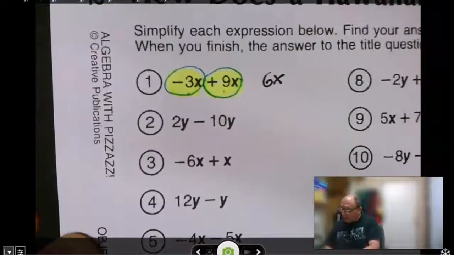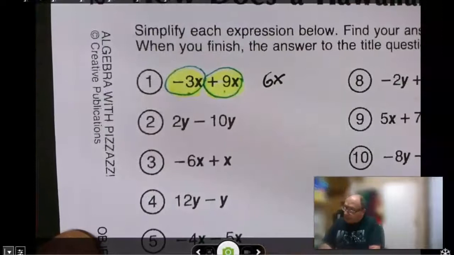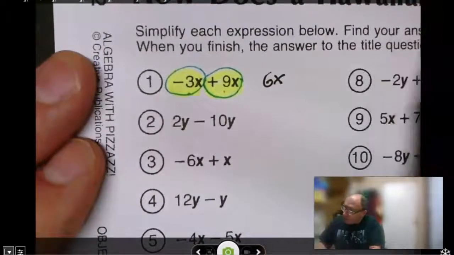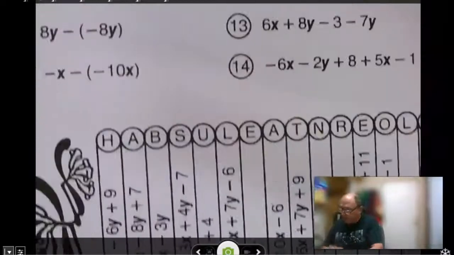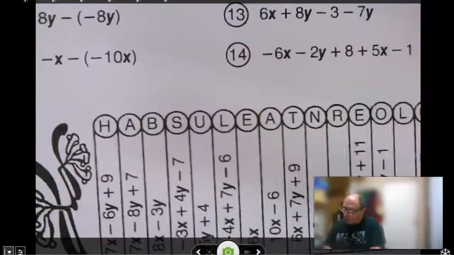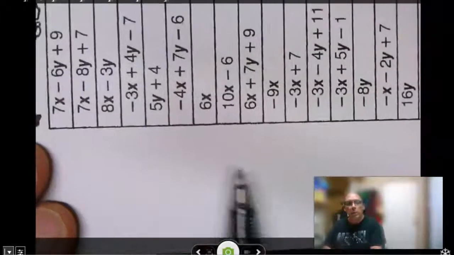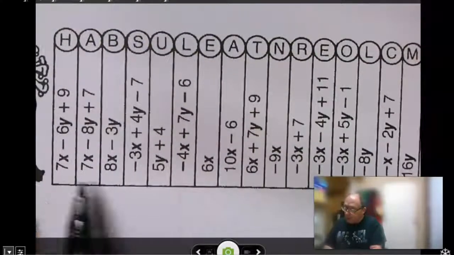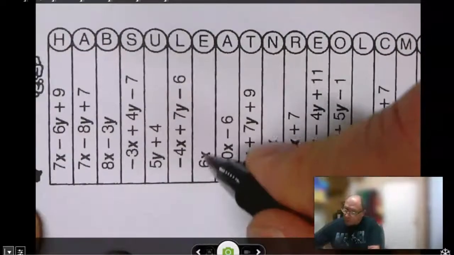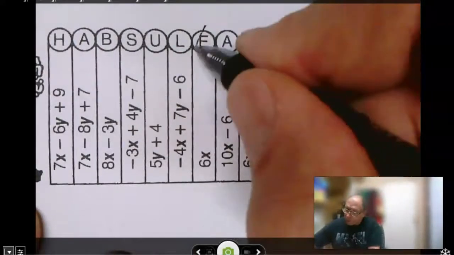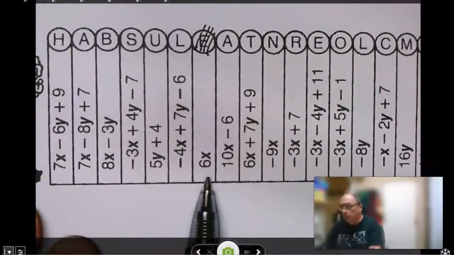So let's go find our answer down below. We're looking for the 6x in the answer key down, and it says, find your answer and cross out that letter. And when you're finished, you'll have an answer to the puzzle. So where's the 6x? Here it is. Let me see, so you can see this. There, see down on the bottom, this 6x? And so it says, go up here and cross out that letter. That letter is not part of the puzzle. All right? And if you don't find your answer, you know you've made a mistake.